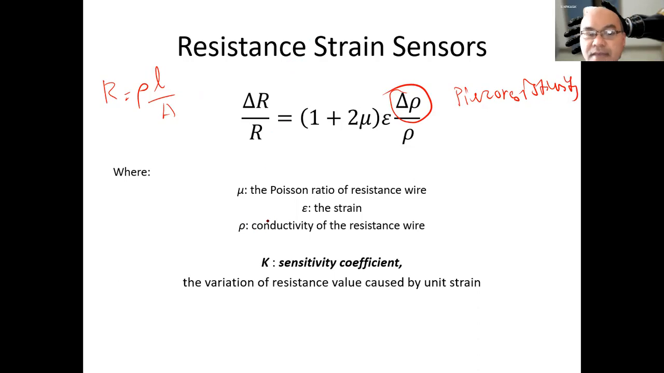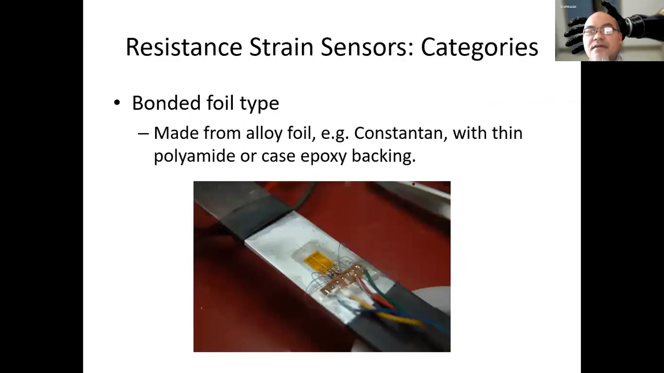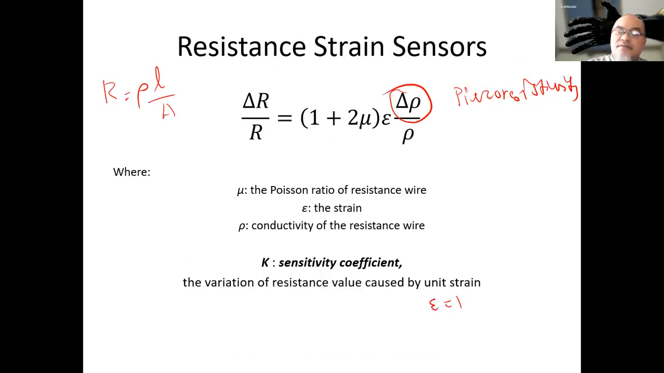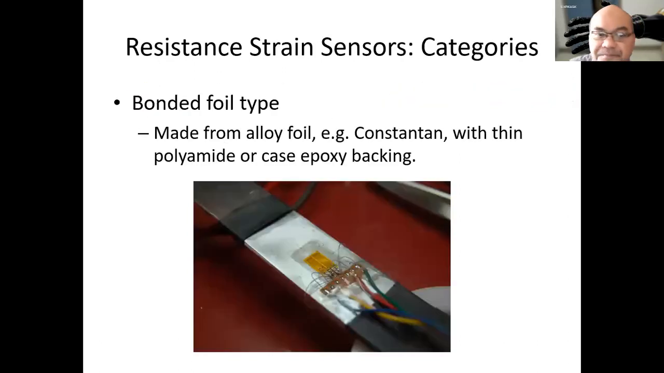So the K here, the sensitivity coefficient, is defined as the variation of resistance value caused by a unit strain. It means when epsilon equals 1, what will be the delta R over R as a function of delta rho over rho.